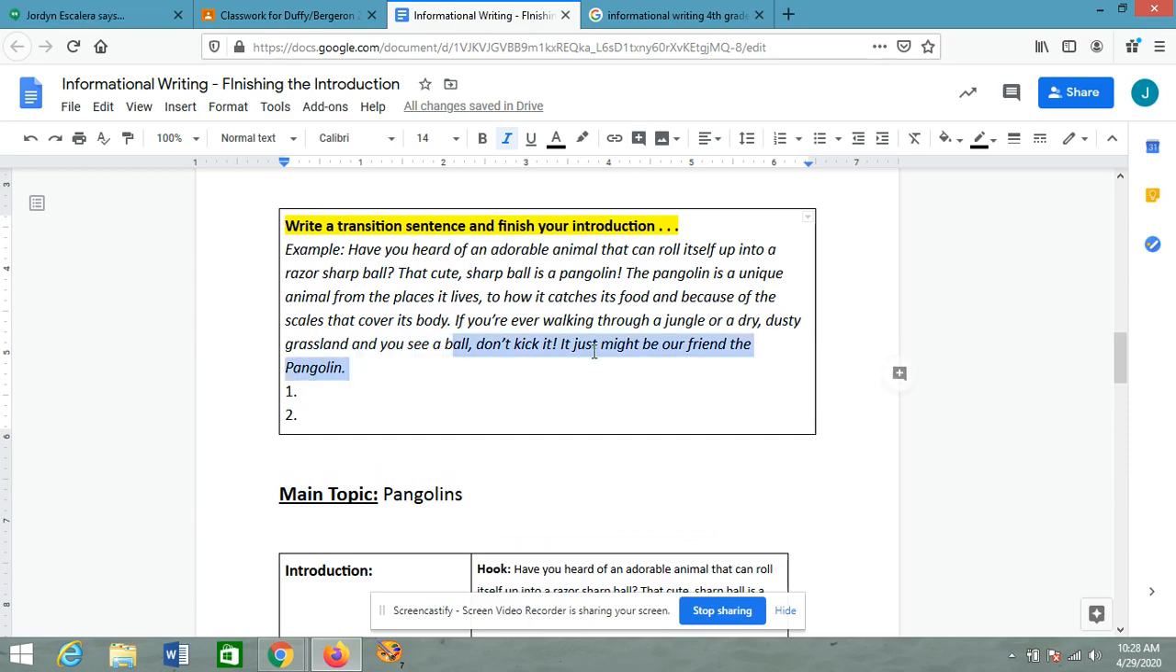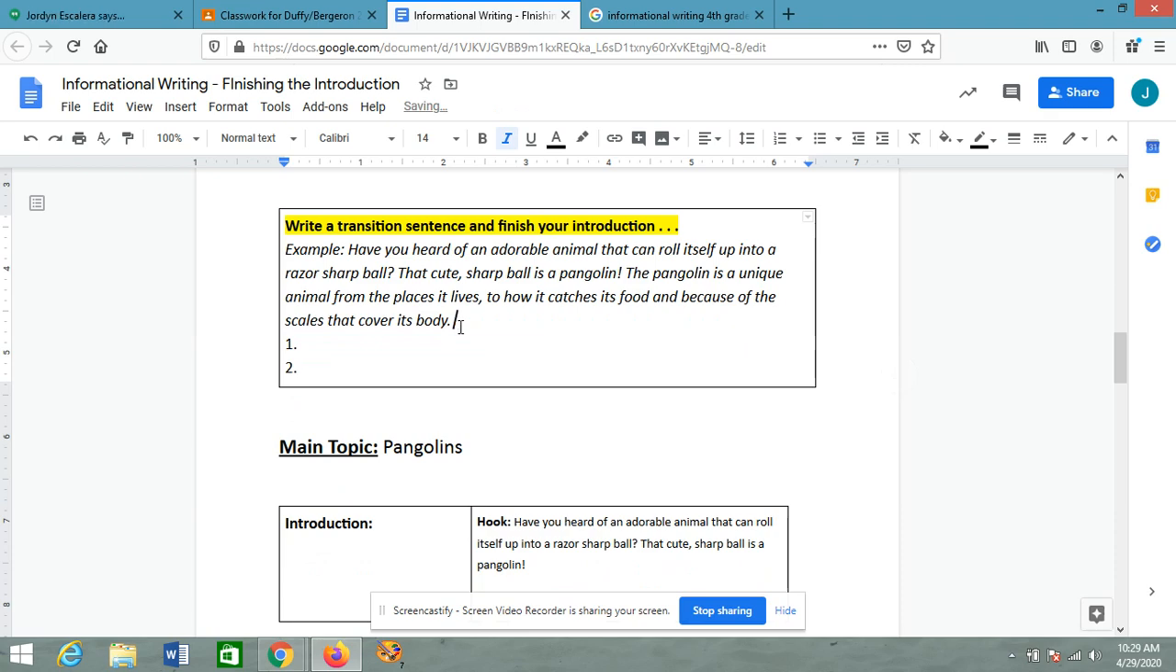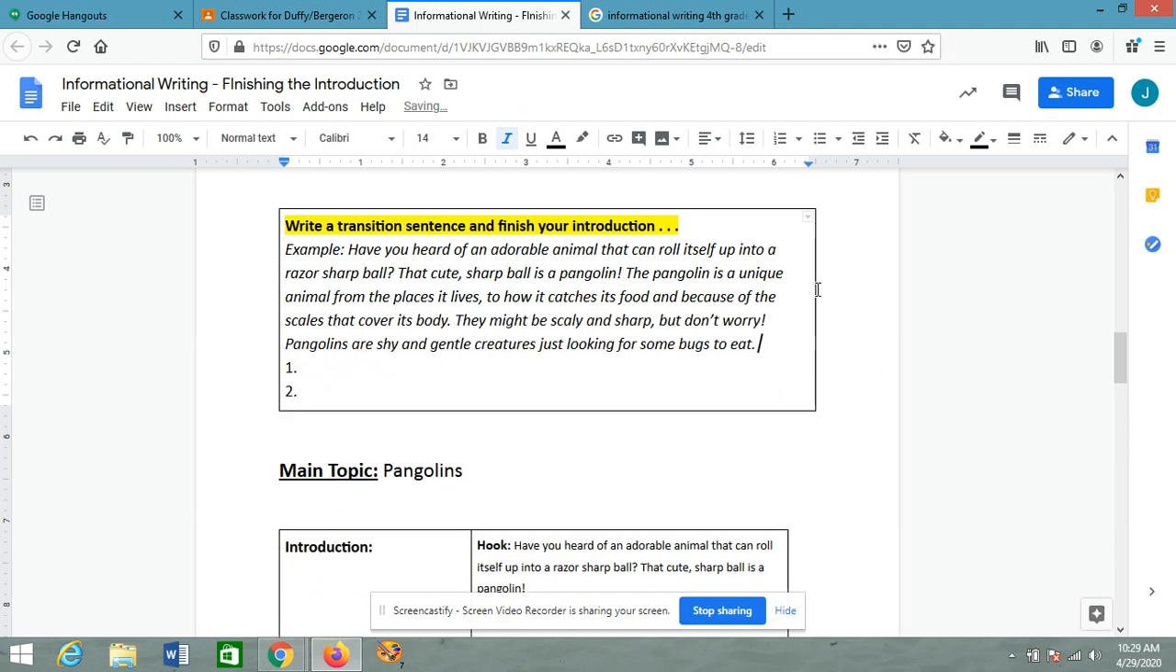So I do think I like my other one better. So I'm going to use the other one. Might be scaly and sharp, but don't worry. Penguins are shy and gentle creatures just looking for some bugs to eat.